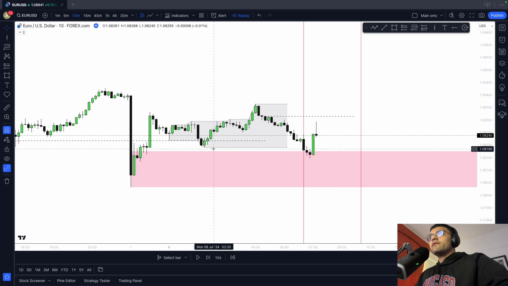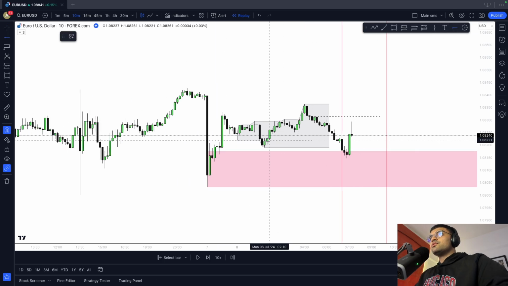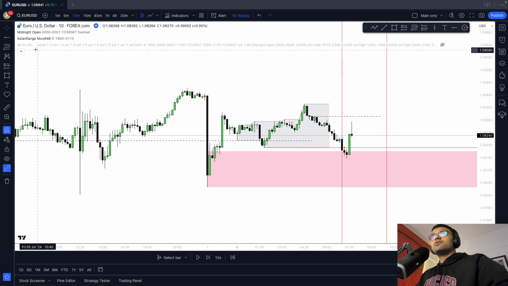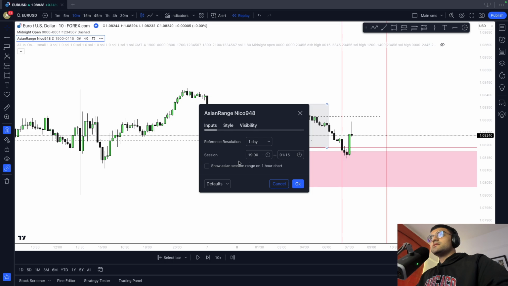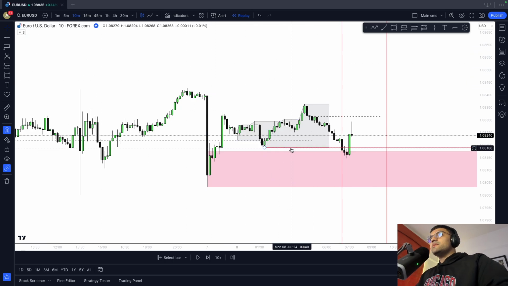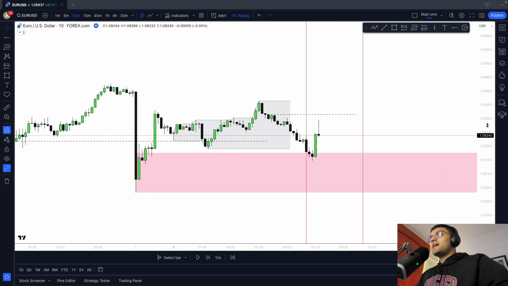So we have our first confluence, which is the Asian low being taken. So as you can see, this is the lowest point. That is the Asian low, and the indicator I'm using is this one, and these are my settings for it. So you can copy that. So the Asian low has been taken right there. Now the London sweep has happened as well.